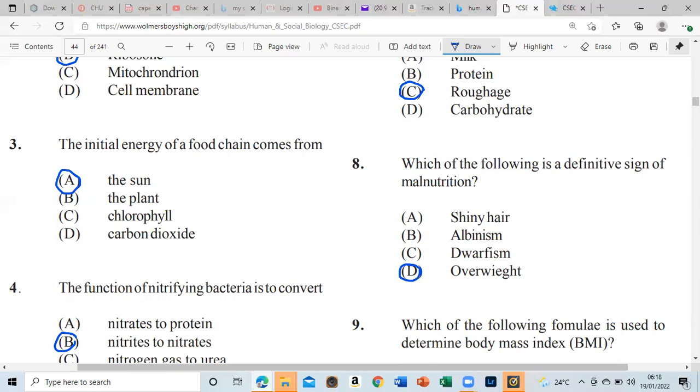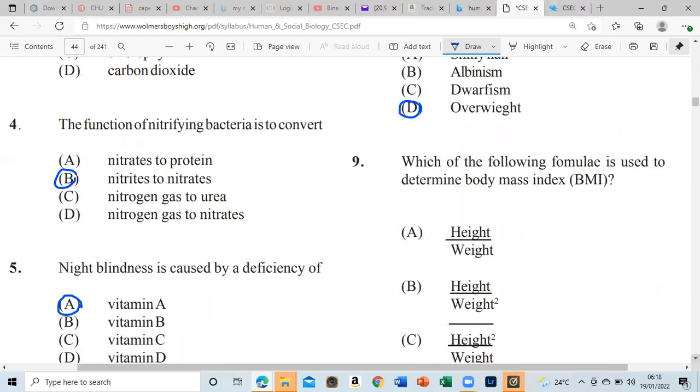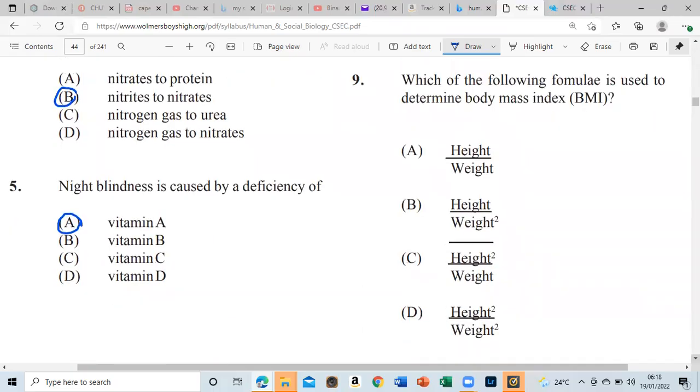Let's move on to number 9. Let's make sure you guys can see all the options. Which of the following formulas is used to determine the body mass index, or the BMI? A, height over weight? B, height over weight squared? C, height squared over weight? Or D, height squared over weight squared? Which is it, guys? Come on, let's go. And number 9 would be height over weight squared. So that is B.